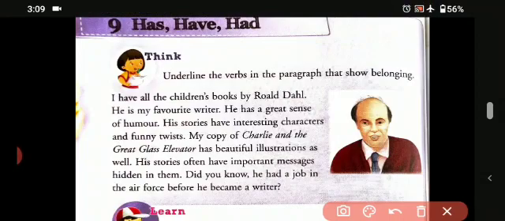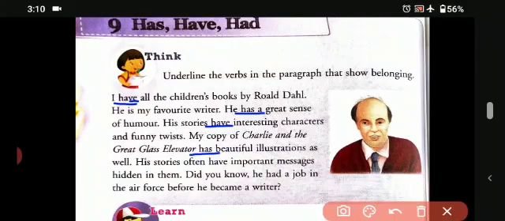So students, we have to underline it. The first word is I have. That is here. Then we have another word, that is he has a great sense of humor. So that means has. His stories have interesting characters. So have again. And my copy of Charlie and the Great Glass Elevator has beautiful illustrations as well. So again here is has.